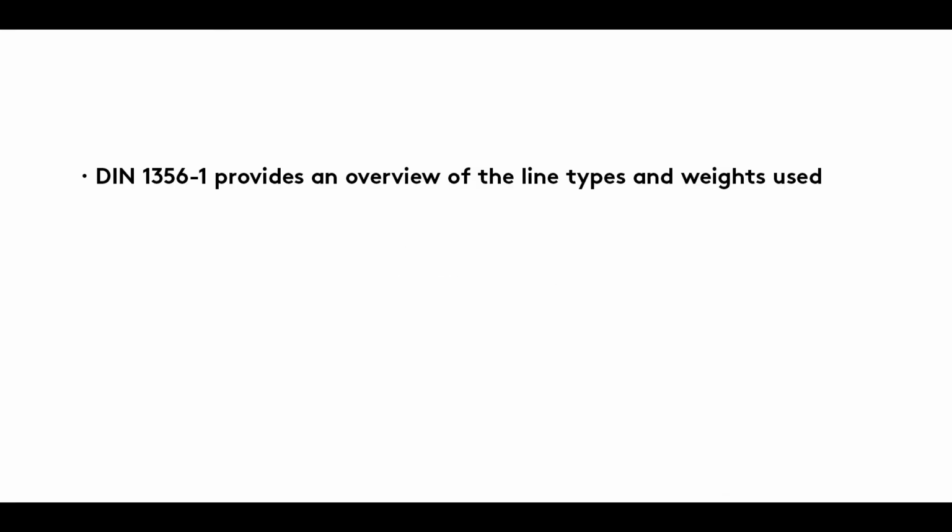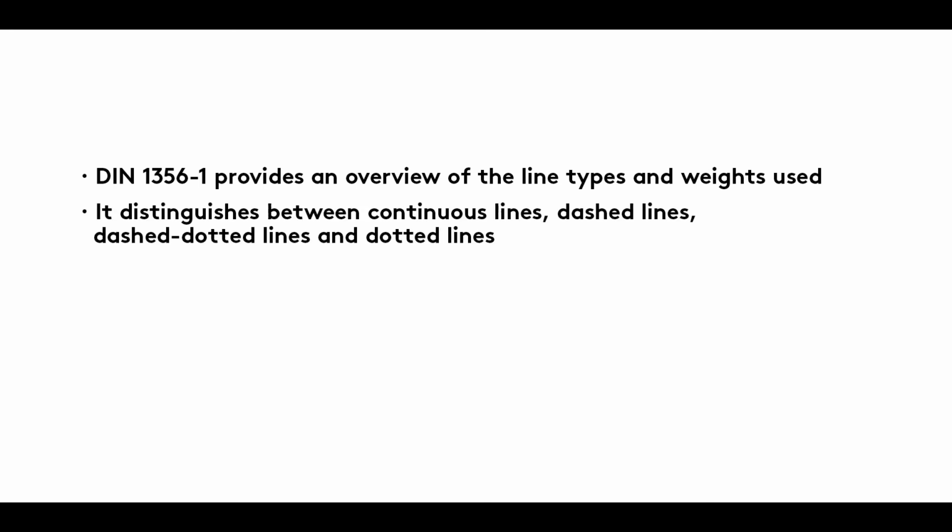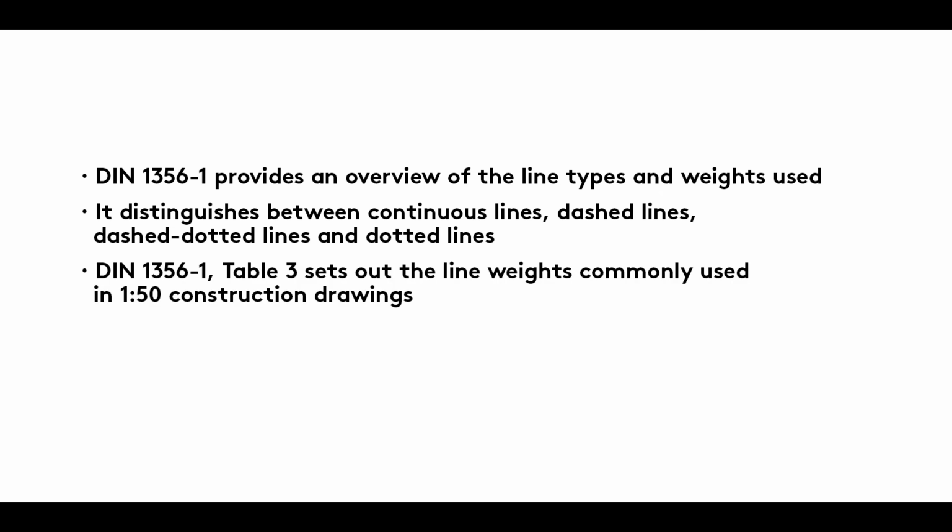Summary. DIN 1356-1 provides an overview of the line types and weights used. It distinguishes between continuous lines, dashed dotted lines, and dotted lines. Table 3 sets out the line weights commonly used in 1 to 50 construction drawings.